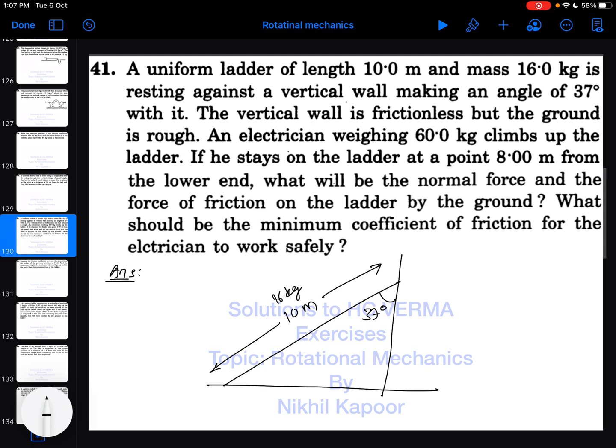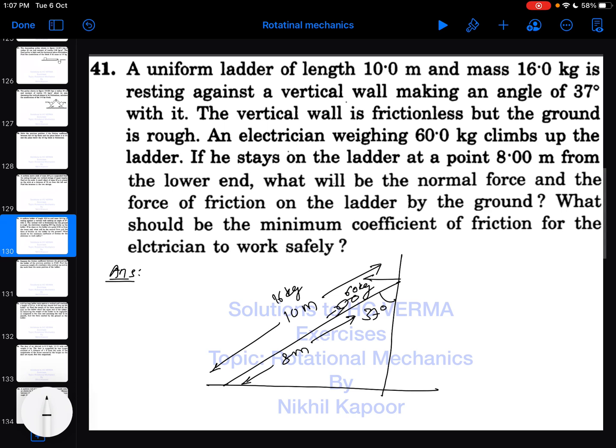It is rough. An electrician weighing 60 kg climbs up the ladder. So here somewhere up here the electrician is there whose weight is 60 kg. If he stays 8 meter from the lower end, the electrician is 8 meter from the lower end, what will be the normal force and the frictional force on the ladder by the ground?